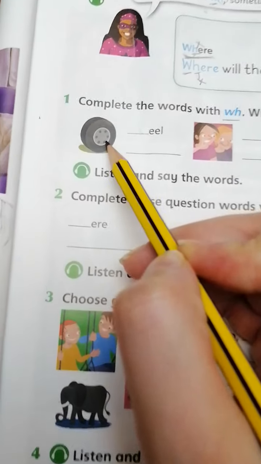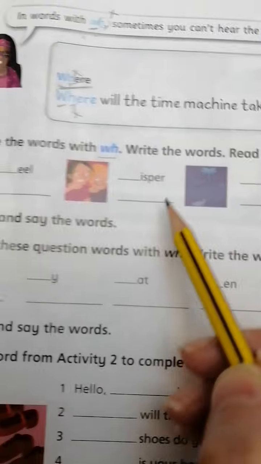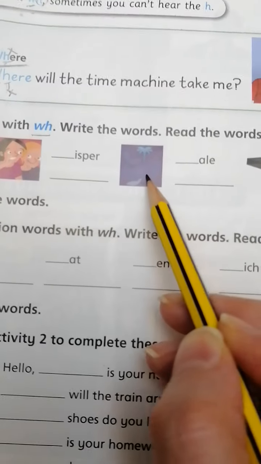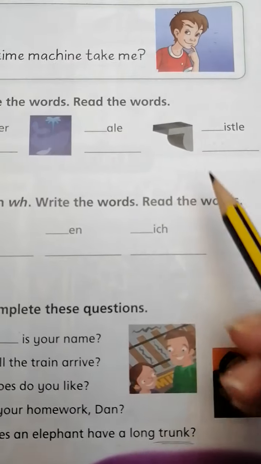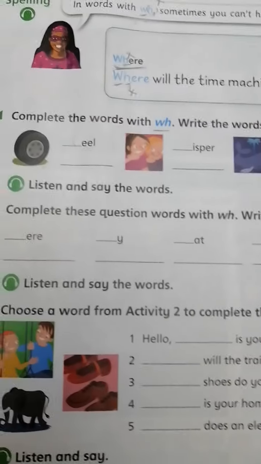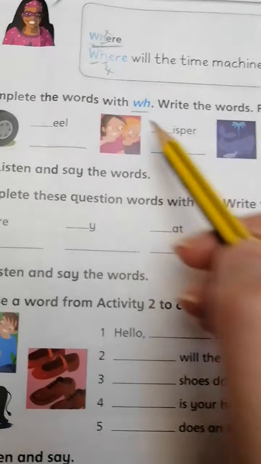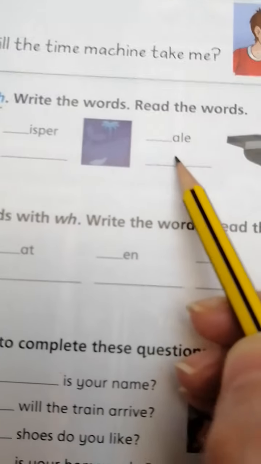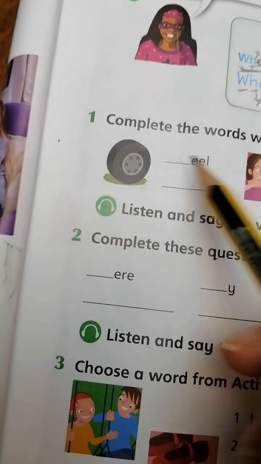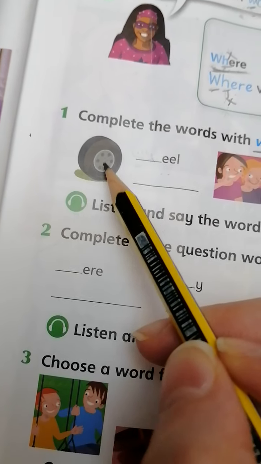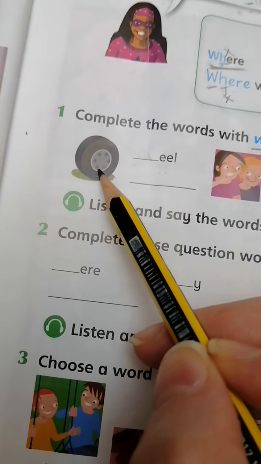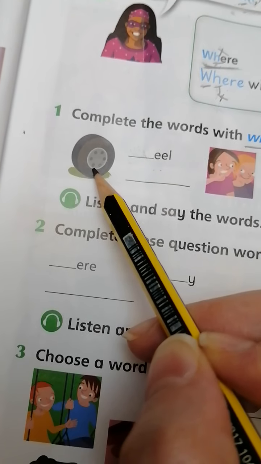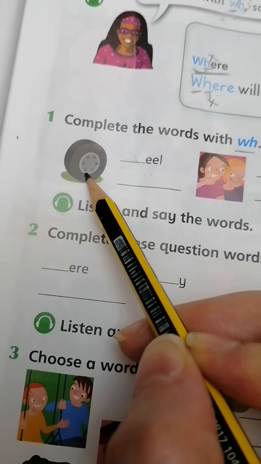Look at the picture here. The first picture, the second picture, the third picture, the fourth picture. We have to write the letters W and H at the beginning of each word. Can you tell me where you can see this picture? Who can tell me?